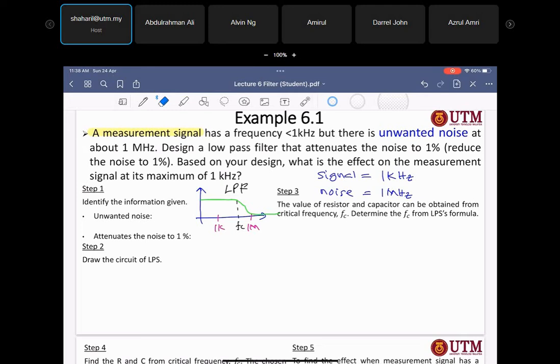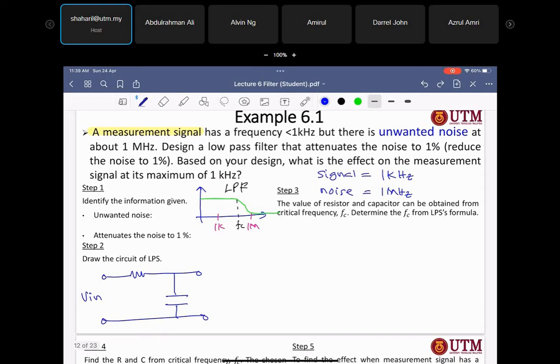When the question asks you to design a low pass filter, it's a simple thing. For a low pass filter, the output will be at the capacitor. So this is the output, and this is the V in. The V in can be signal or noise, there will be two. So this is the R, the C, and also the R.